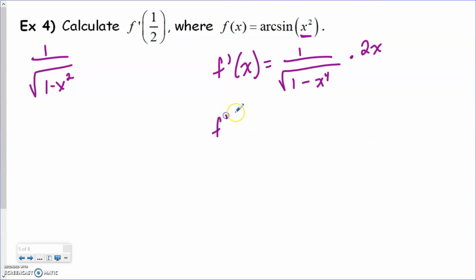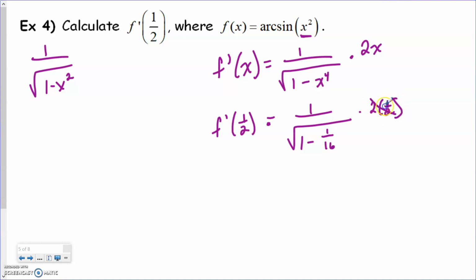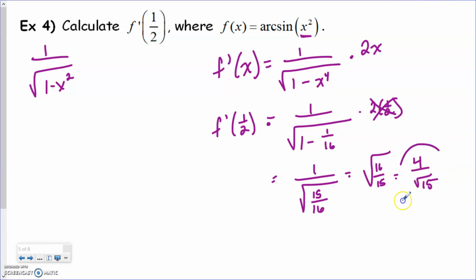If I plug in 1/2, f prime of 1/2 is going to give me 1 over the square root of 1 minus 1/16. So 1/2 to the 4th power is 1/16, times 2 times 1/2, which cancels. So we really just need to simplify this. I have 1 over the square root of 15/16, which gives me, multiplied by the reciprocal, the square root of 16 over 15, or 4 over the square root of 15. And you can leave it like that on the AP exam. I know we taught you to rationalize in other classes.